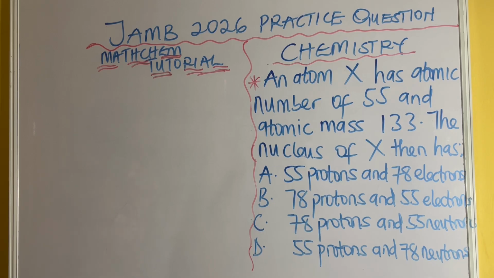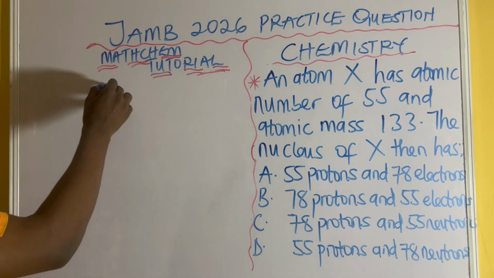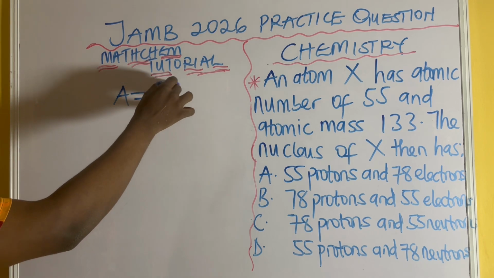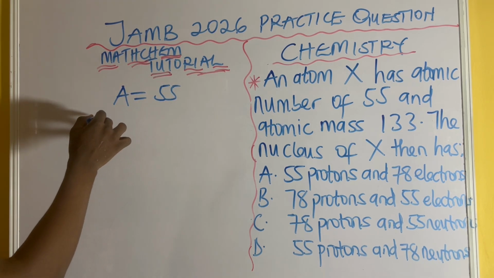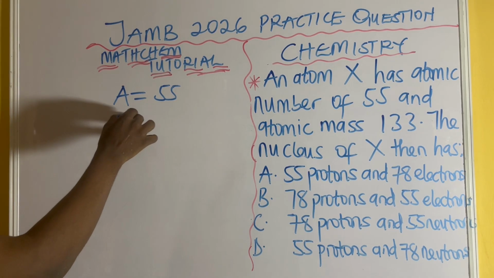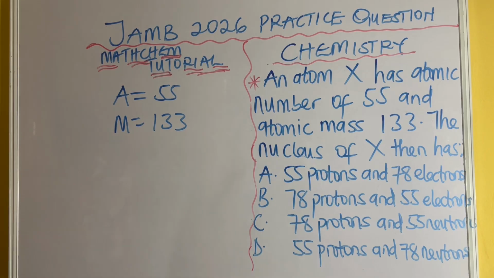The question says an atom X has atomic number of 55 and mass number of 133. So the atomic number is 55, and the atomic mass, which is known as the RAM, relative atomic mass, or you call it mass number, is 133. They said the nucleus of X then has what and what.